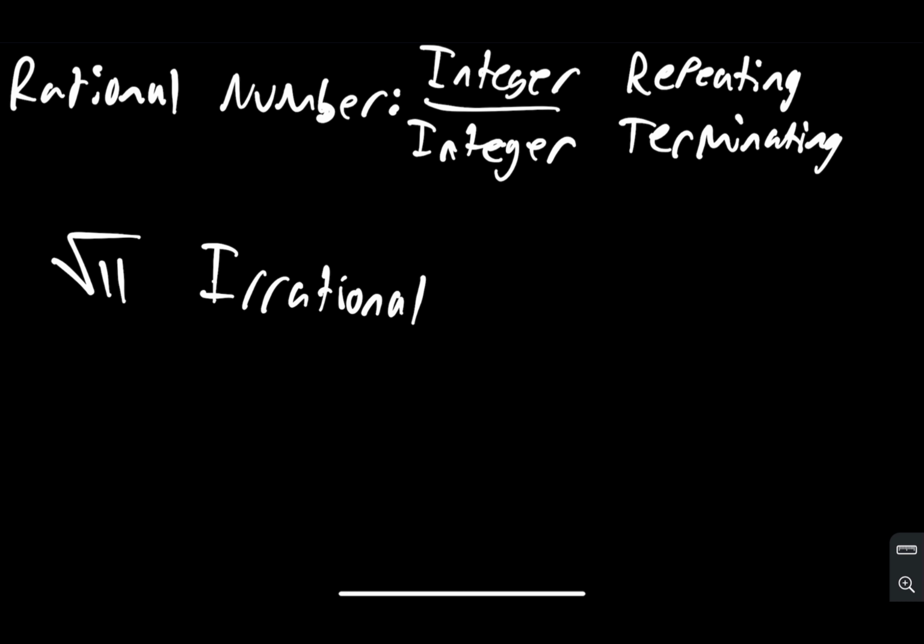Now, we have to make sure that the square root of 11 is not repeating and terminating, just to be sure. We've already determined it's irrational, so it can't be repeating or terminating, but just to check, let's see. So the square root of 11 is going to give you 3.31662479, and it's going to go on. It's going to be way more digits. So it's not repeating, so that's good, and then it's not going to terminate.